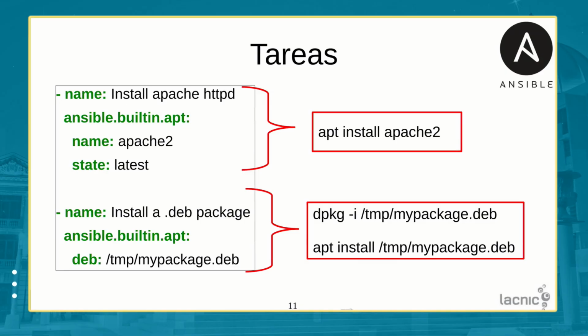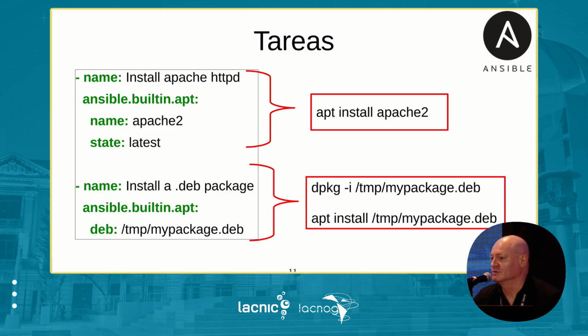In the first example is how to install Apache. So for Ansible, I will name the task. In this case, it is install Apache in HTTPD, and I invoke Ansible builtin apt, that module. That is one part. And then I have to tell it what I want to install. The name that you can see here is the name of the package, not the name of the task. And the state, I want the latest version to be installed. In Linux, it's very simple. We do apt install apache2 and that's it.